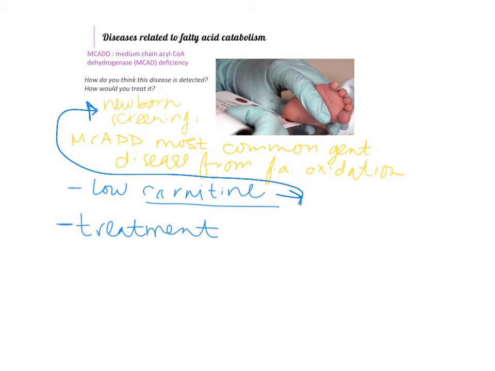So if you were interested in this particular disease and wanted to know more about it, obviously you need to dig a little bit deeper. But it relates to what we're talking about. So some treatment things are, if you have this, you have to avoid fasting. Or if you have a child with this, they cannot fast. They cannot go long periods of time without eating. They need to be constantly eating.